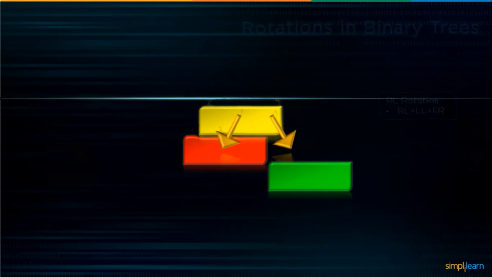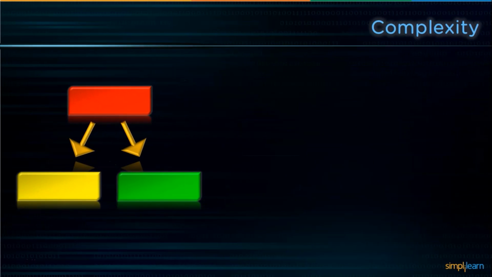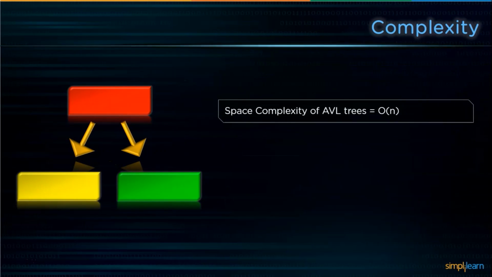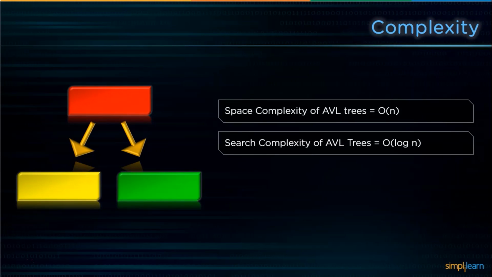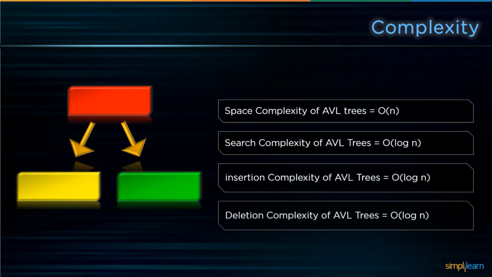Now, let's discuss complexity of AVL trees. First up, space complexity is big O of n. Next up, AVL tree offers a complexity of big O of log n for searching. Next up, AVL trees offer a complexity of big O of log n for insertion. Finally, AVL tree offers a complexity of big O of log n for deletion.